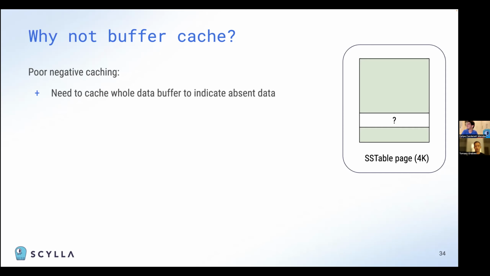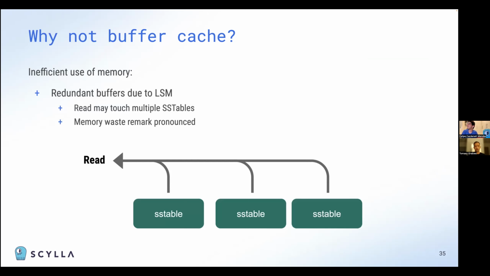And a similar problem exists when you try to cache the information that there actually is no row, which is similar to the previous problem. You also need to cache the whole buffer to figure out that the row is not there. And the log structured merge tree adds another twist to that because a single read has to touch multiple SSTables. So you may have to cache multiple such buffers in order to either cache the row or the information that some SSTable doesn't contain the row.